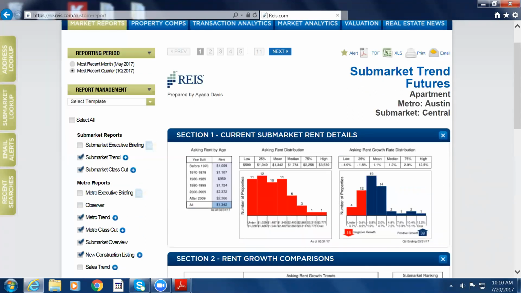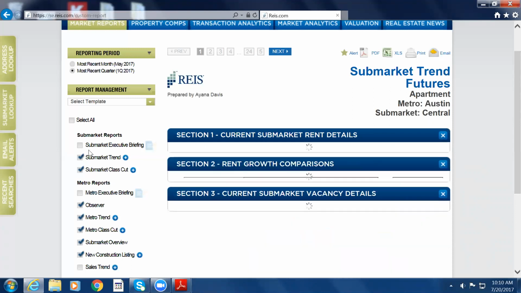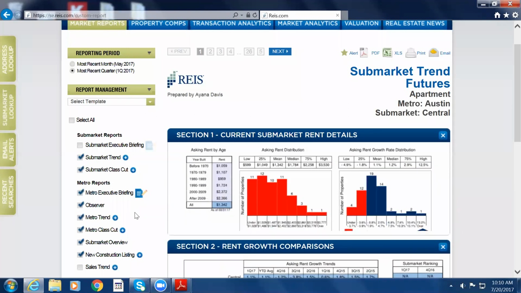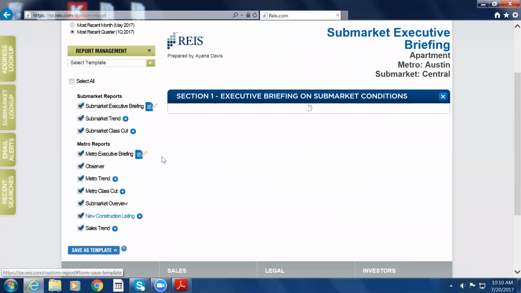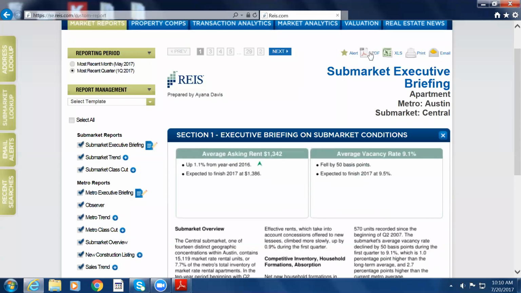Okay, so I'm actually going to pull, let's go ahead and pull all of these. Sometimes I like to pull them side by side, but yeah, let's go ahead and do that. And I'm going to go up here and select PDF.